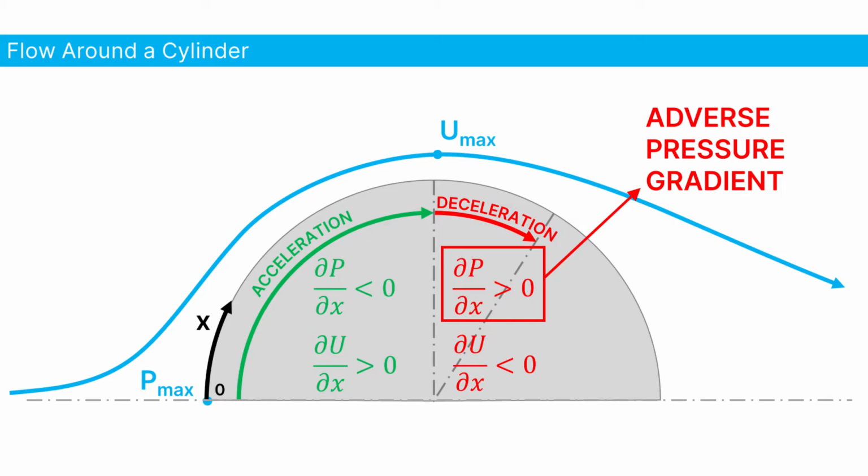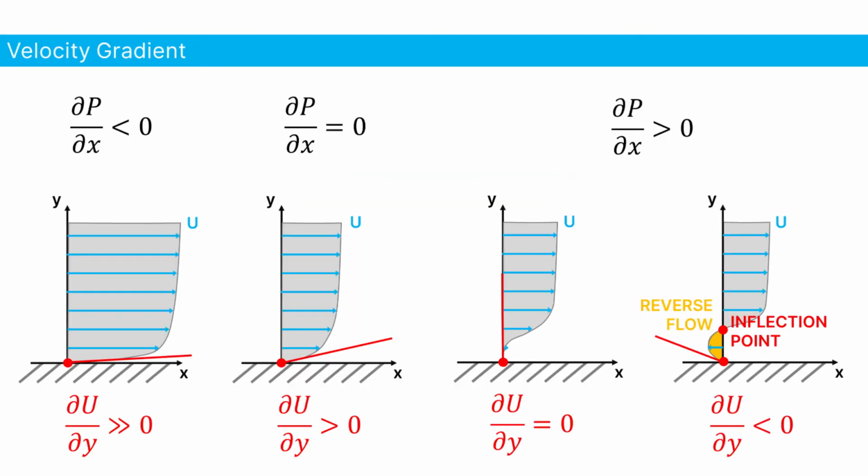The flow is no longer driven by the pressure gradient, but actually obstructed by it, because the airflow now needs to flow into regions with a higher pressure. If the pressure gradient in the horizontal direction is positive or zero, as in the case of the flat plate, then the velocity gradient in the vertical direction is a positive one. This means that the further you move away from the wall, the higher your velocity.